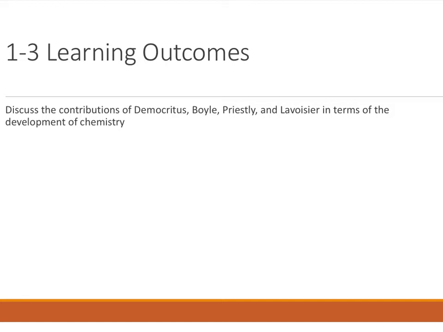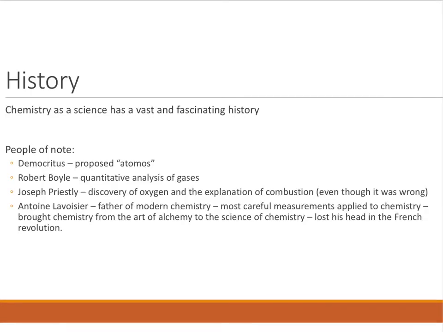Section 1.3, we're going to talk about the contributions of some very famous scientists in the development of modern chemistry. So chemistry as a science has a vast and fascinating history. The word chemistry actually comes from Egyptian, the word alchemica, which eventually became alchemy, and then alchemy became chemistry. We're not going to talk about a whole lot of that vast history because it's been around for thousands upon thousands of years. But there are some people of note that we do need to talk about. The first one is Democritus.